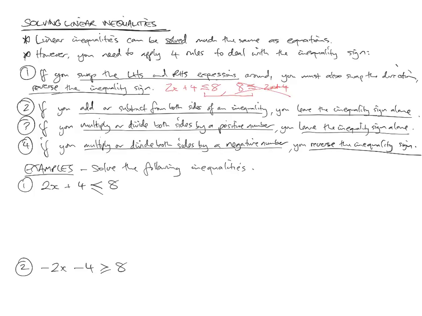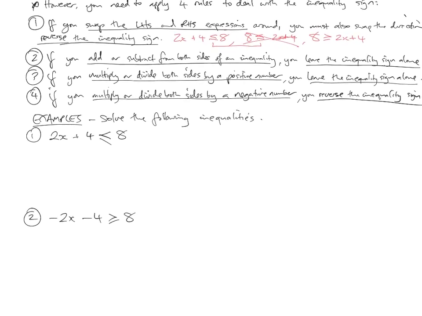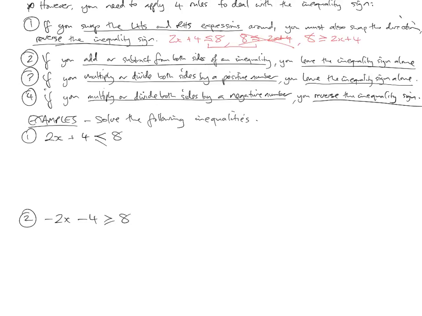You have to keep the open side pointing at the larger thing, which it says in the initial question is 8, and you have to keep the closed side pointing at the smaller thing, which it says in the question is 2x plus 4. So the way that you would have to write it, if you wanted to swap it around, would be 8 is greater than or equal to 2x plus 4. So that is the first rule. If you want to swap the sides around, you also need to swap the direction of the inequality around. That's sort of common sense that you would have to do that anyway.